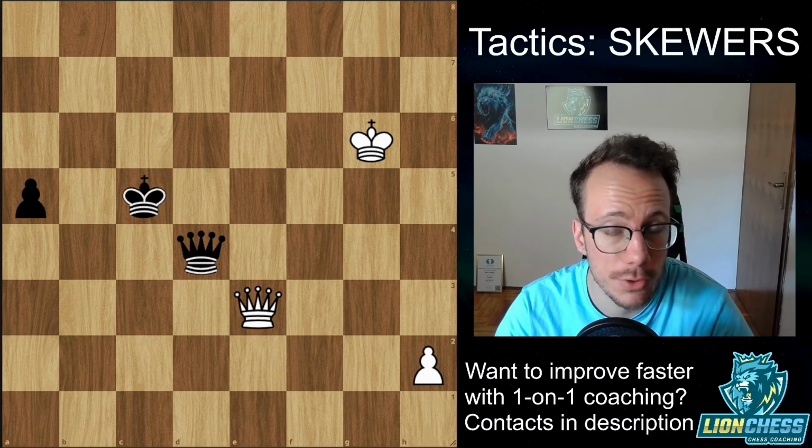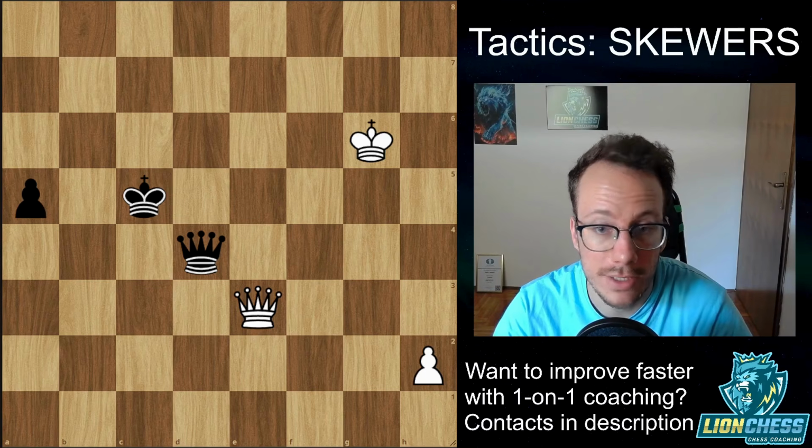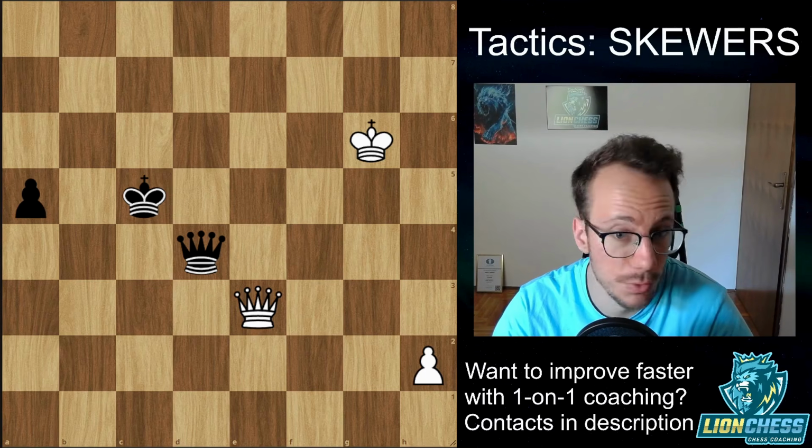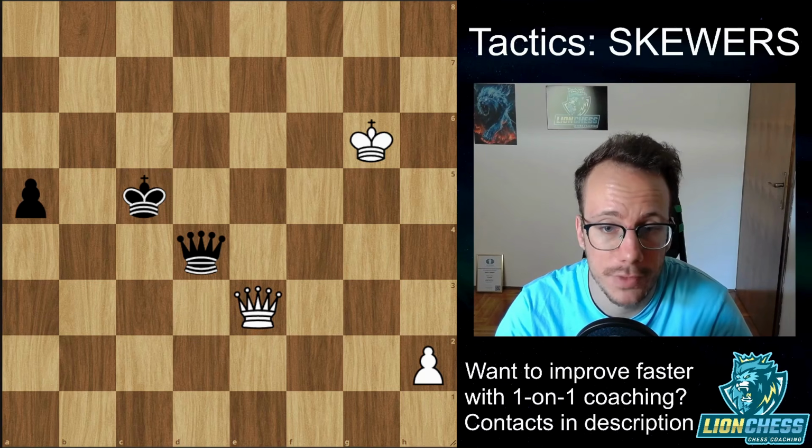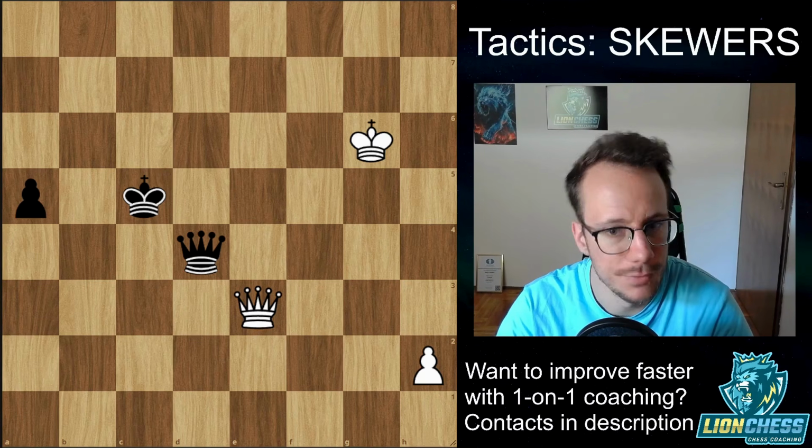This is how many skewers will happen actually in the endgame. And you might say, oh, there's just a handful of pieces. What are the chances of a tactic? Pretty high, actually. It's very underestimated.